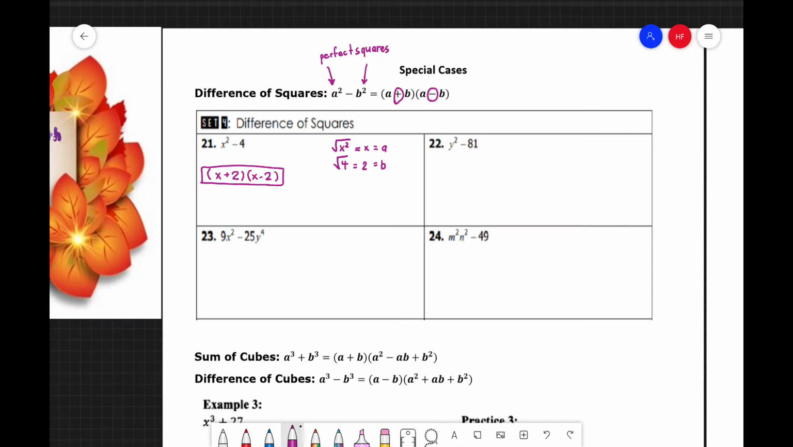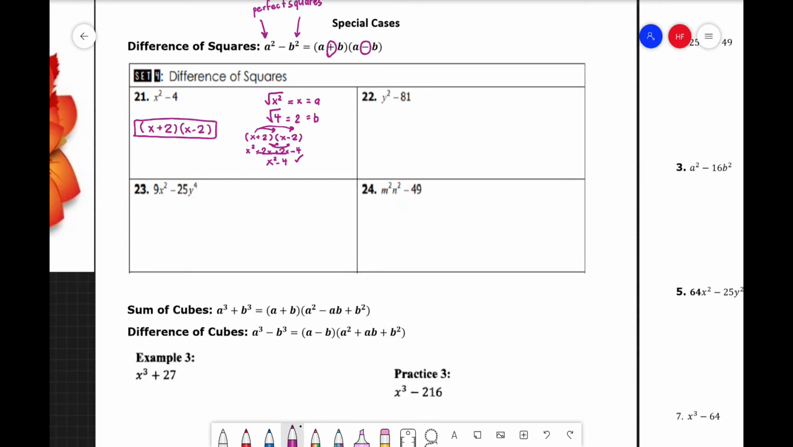I am going to show you why that works. If I had x plus 2 times x minus 2, I would FOIL this out. I would have x times x, which is x squared, x times negative 2, which is negative 2x, and then 2 times x and 2 times negative 2, so plus 2x minus 4. The 2x and minus 2x in the middle will cancel. So x squared minus 4, it works. So with the difference of squares, again, we're just going to take the square root of both and then put those into parentheses with plus and minus in between.